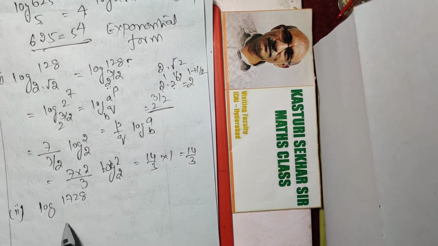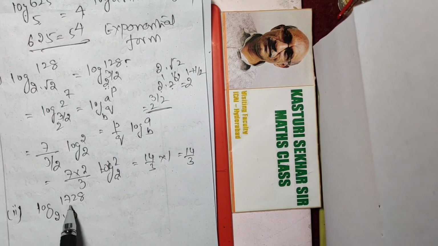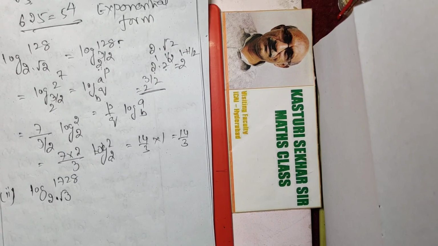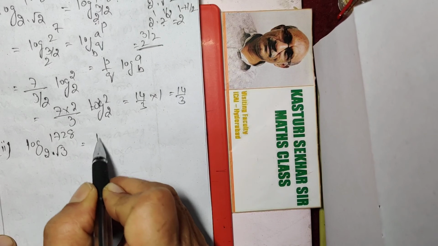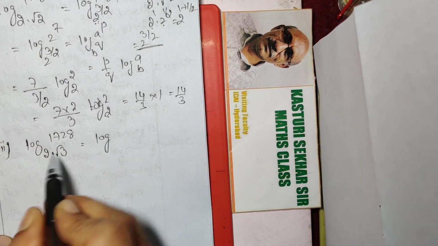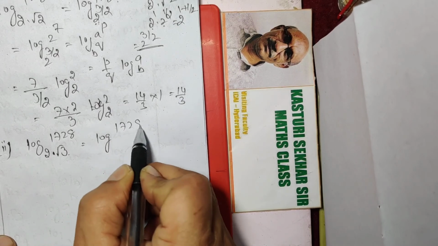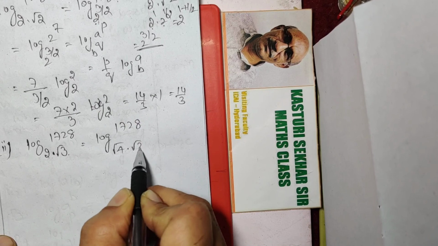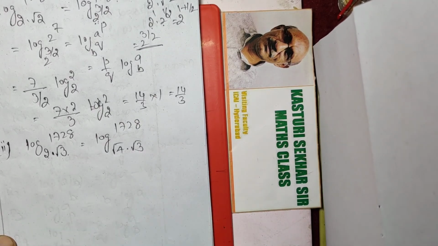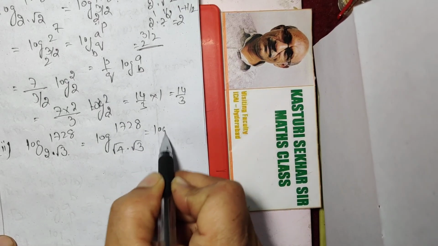Log 1728 to the base 2 root 3. So first I'll concentrate on the base. There are two numbers. I'll write it as a single number. 2 can be written as root 4 and this root 3 is as it is.